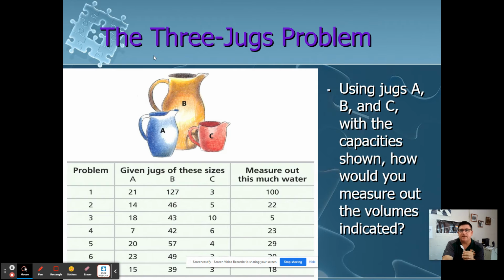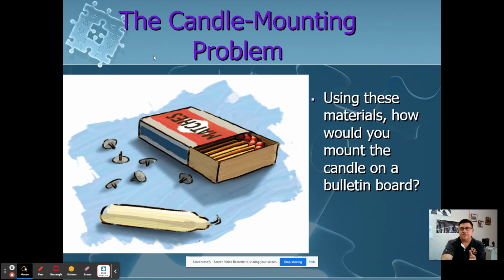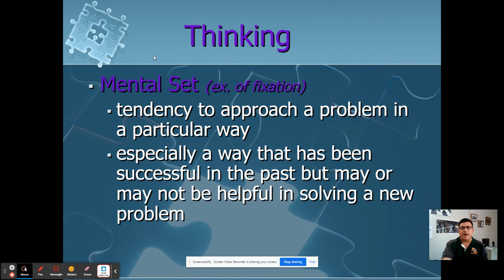Using jugs A, B, and C with the capacity shown, how would you measure out the volumes indicated? Check this out through the notes. Using these materials, how would you mount the candle on a bulletin board? Fixation can impede solving these problems, but there is a way.